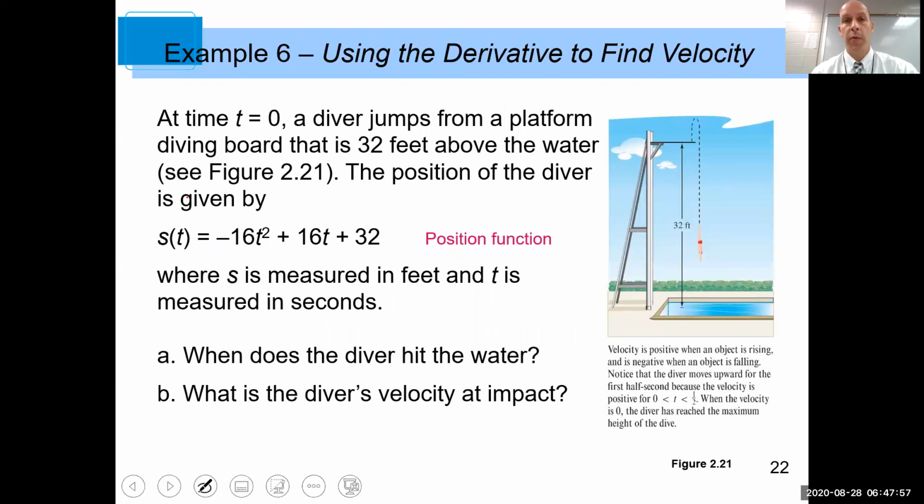So last example and we'll be done. It says using the derivative to find the velocity. So now we're going to find the instantaneous rate of change called velocity. At time t equals 0, a diver jumps from a platform and is 32 feet above the water. They give you the position function, where s is measured in feet and t is measured in seconds. When does the diver hit the water, and what's his velocity when he impacts?